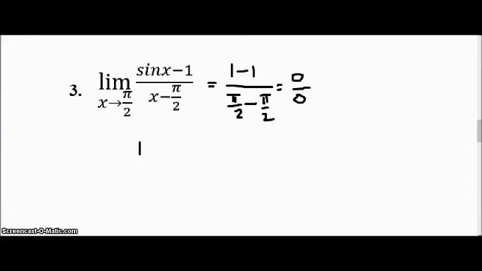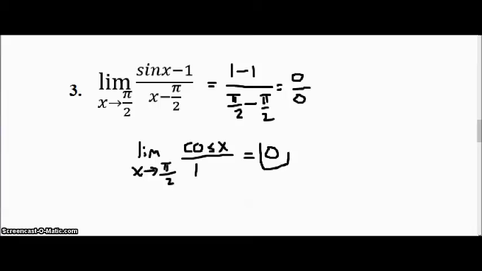Taking the derivative of the numerator, we get the limit as x approaches pi over 2 of the derivative of sine x, which, remember, is cosine x. Minus 1 goes away since it's a constant, over 1. This goes away also because it's a constant. Now we have our new limit, and we can evaluate this limit as x approaches pi over 2. Cosine of pi over 2 is equal to 0. And that is our answer. The limit of this function is 0.